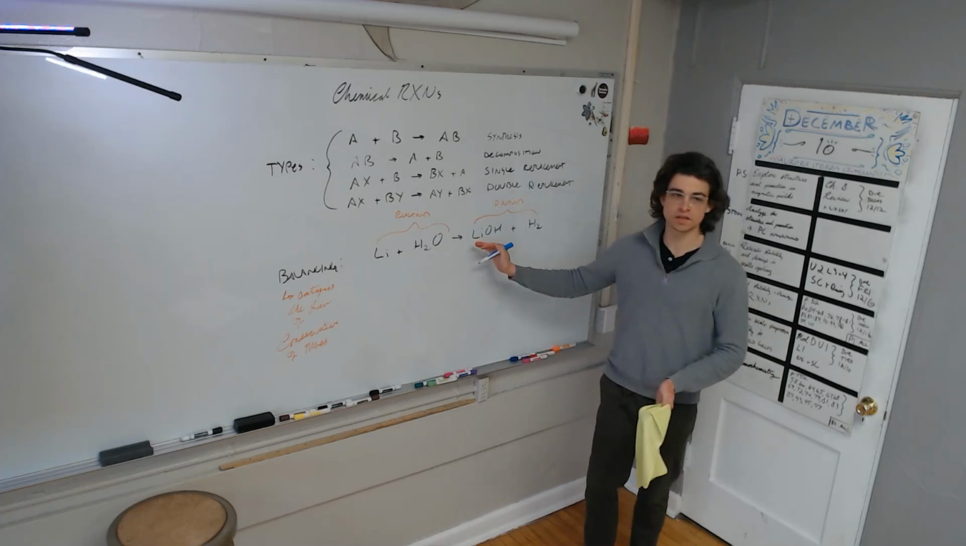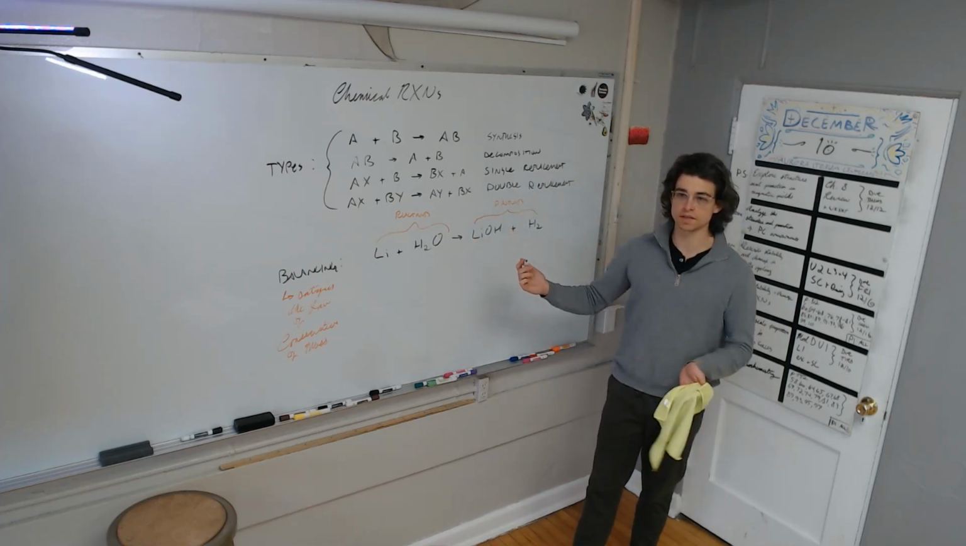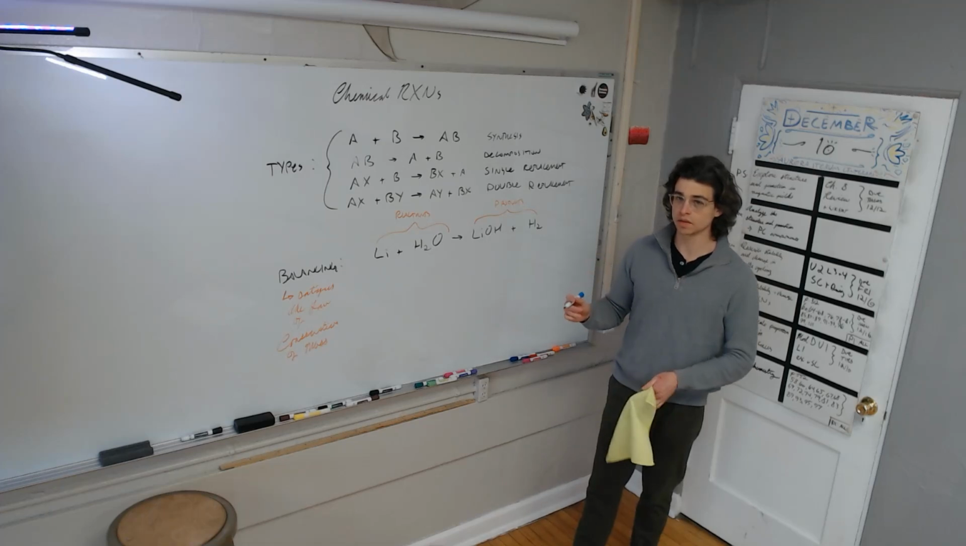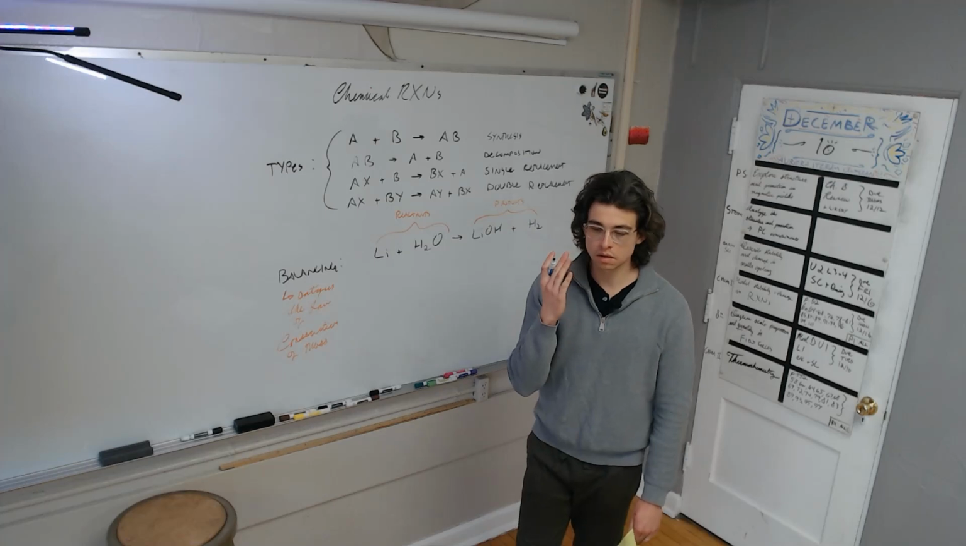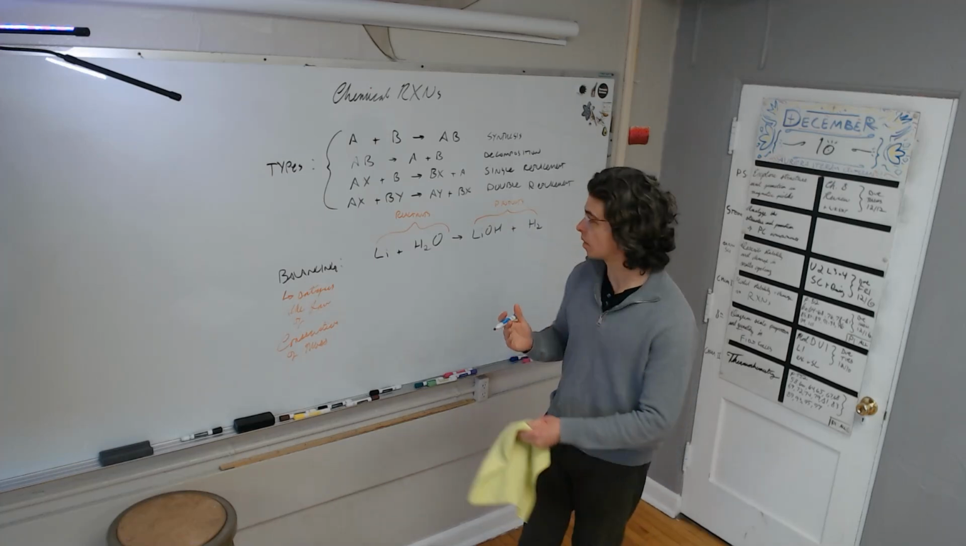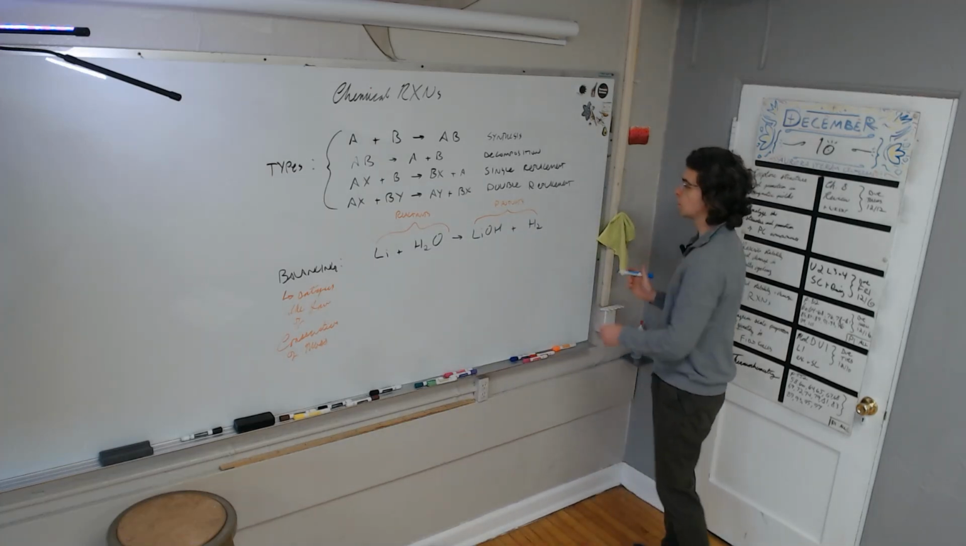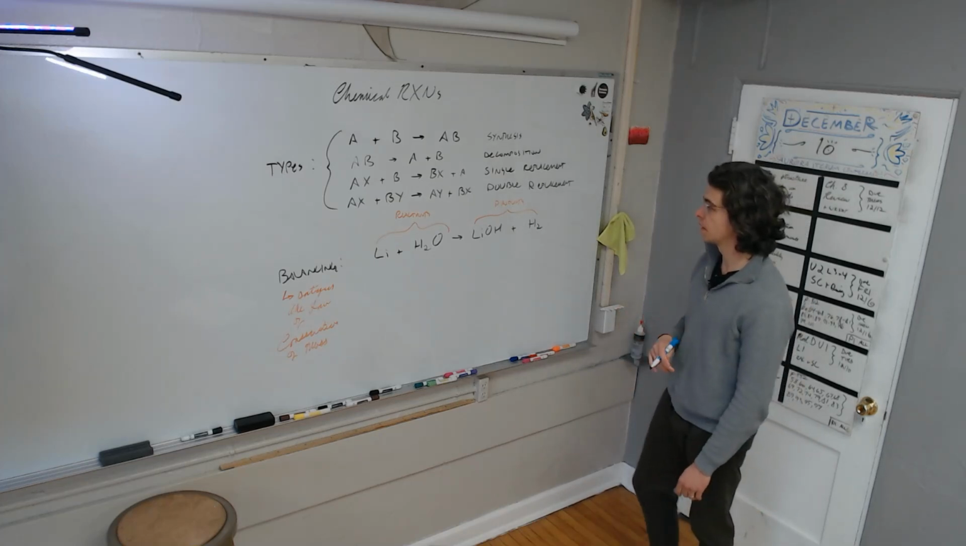LiOH is different from LiOH2, which doesn't exist. But if it did, it would be a completely different thing. Remember that the chemical formula of a compound has totally different properties. A chemical compound has totally different properties from the things that make it up.